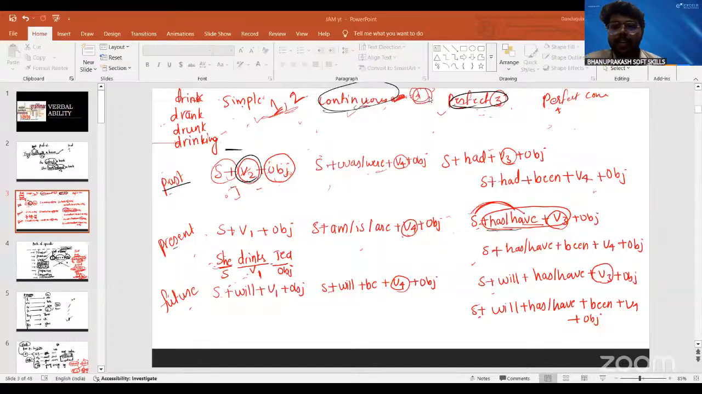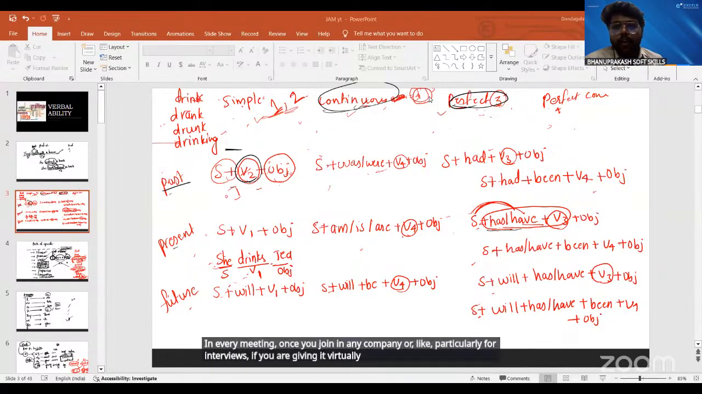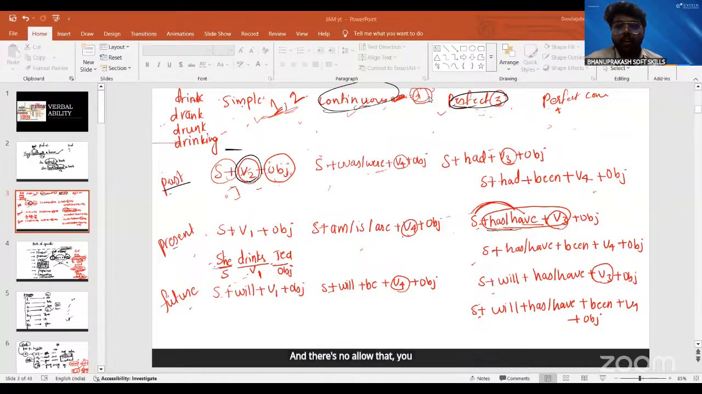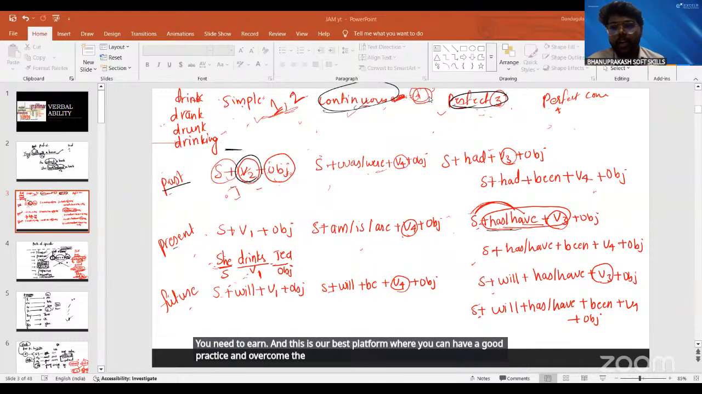But as I said in the last class, you need to switch on your cam, because you need to upgrade in every meeting once you join any company, or particularly for interviews if you are giving them virtually, and there's no allowance that you can't speak by switching off your webcam. You need to switch it on, and this is the best platform where you can have good practice and overcome the fear of switching on your cam.